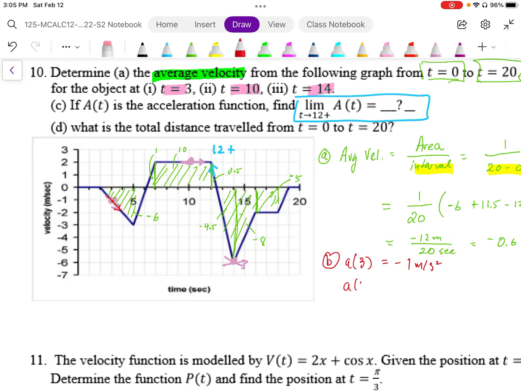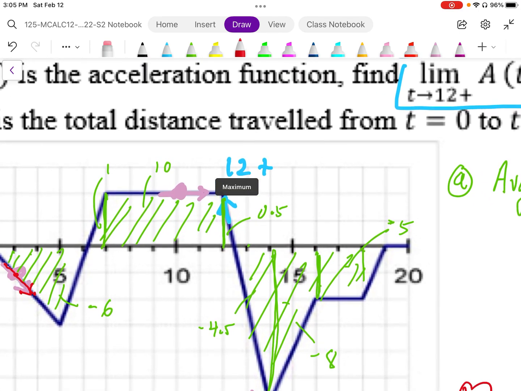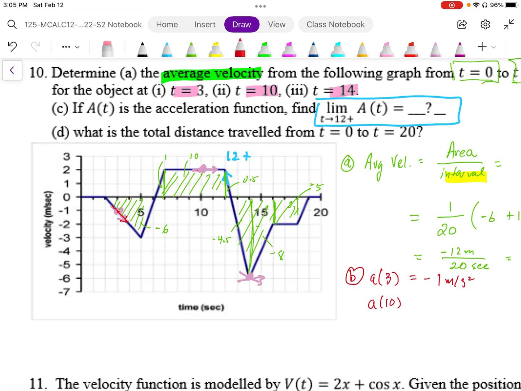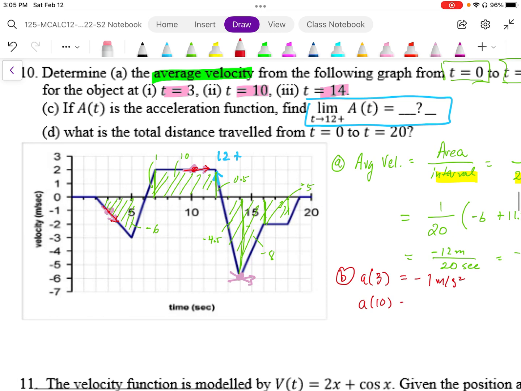At 10, we can see that the slope segment at 10 seconds is going to be horizontal. We have this horizontal slope at that point, so the instantaneous acceleration is going to be 0 meters per second squared. And then at 14, we're looking for the slope of the graph at 14. We can see at 14, it's at a vertex, at a point there. It's not smooth and differentiable, so therefore it must be undefined. We cannot actually define the acceleration there.